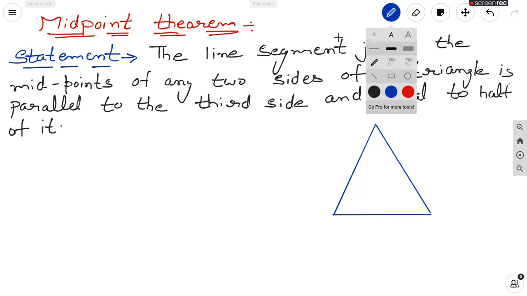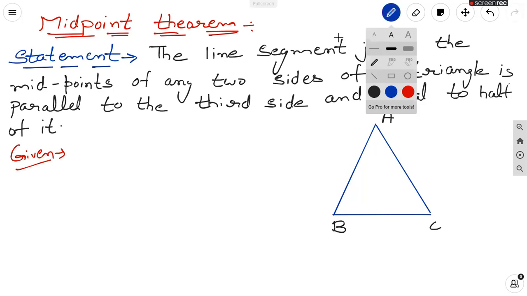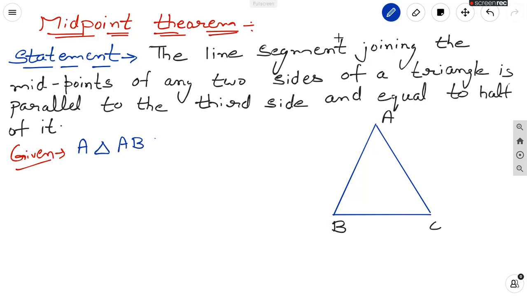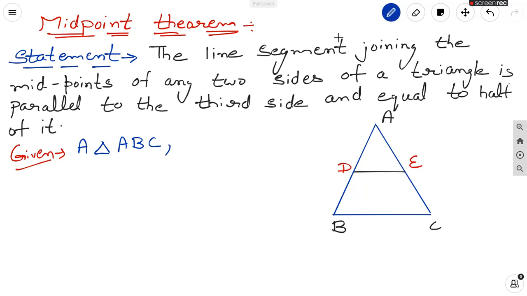Right. So what has been given in the theorem? First of all, we will write down the given part, that is triangle ABC. The line segment joining the midpoint of any two sides of a triangle. So this is the line which is joining the midpoints of two sides of the triangle, and those midpoints are say D and E.